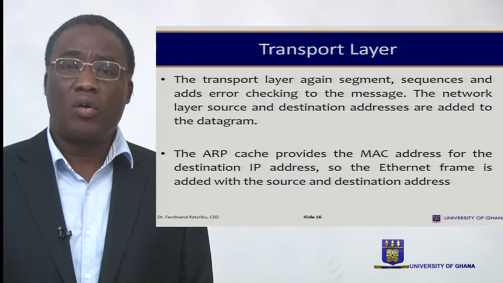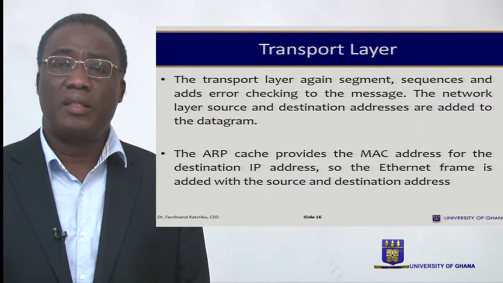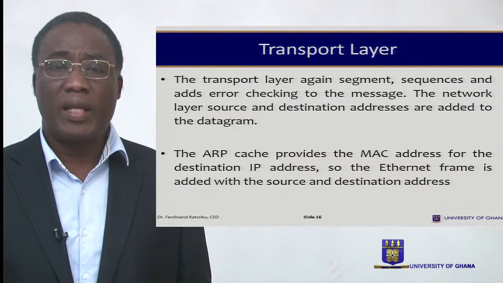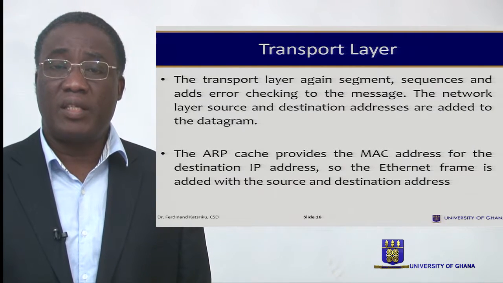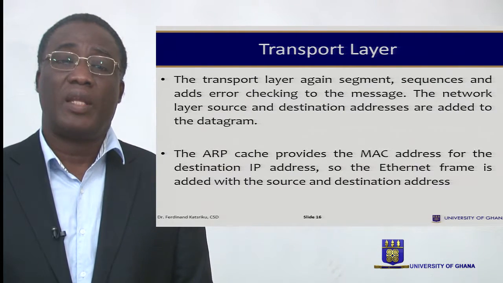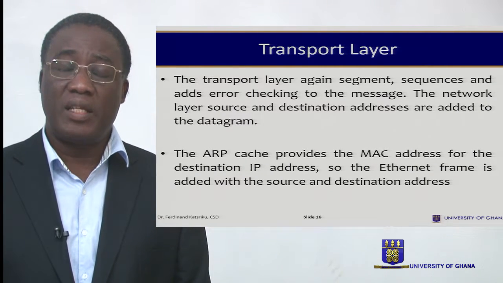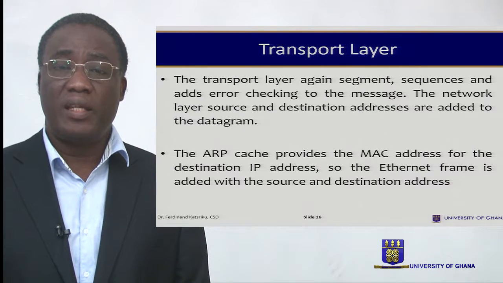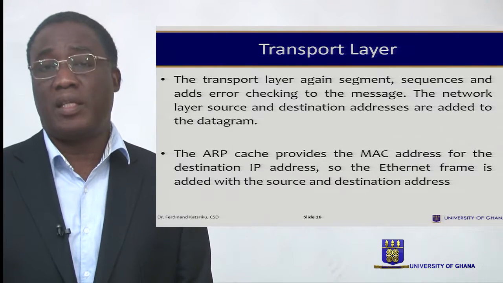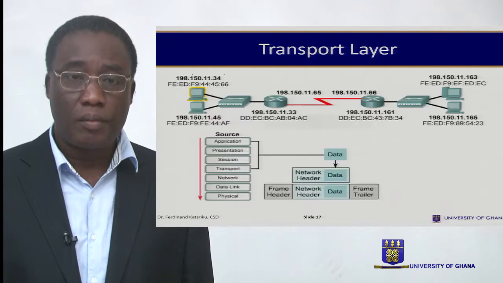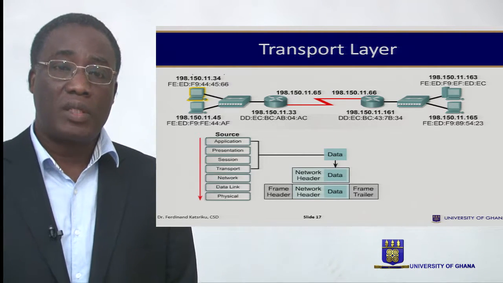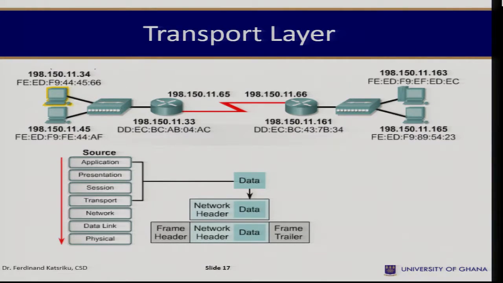The transport layer also does some segmentation, sequencing, and adds error checking to the message. The network layer source and destination addresses are also added to the datagram. An ARP cache provides a MAC address for the destination IPs. So the Ethernet frame is added with the source and destination addresses. This is what happens at the transport layer, and this is shown diagrammatically, the way it works.